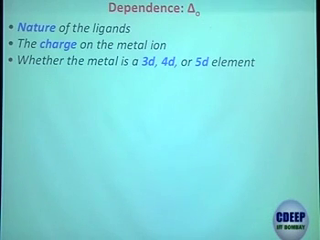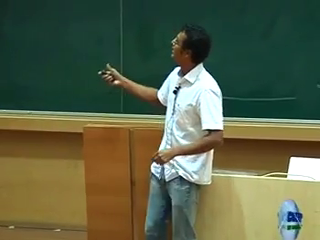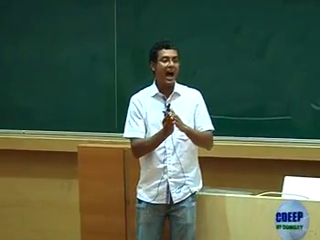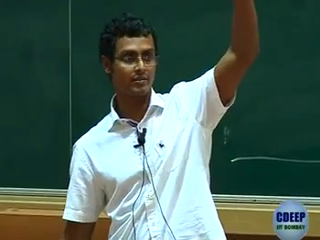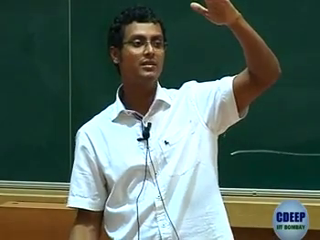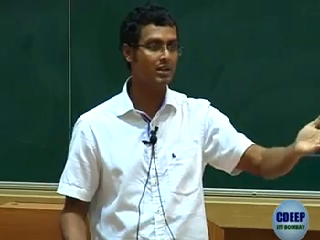So the dependence of delta 0, like how much splitting is going on, depends on the nature of the ligands, as I was trying to tell you, whether it is a weak field ligand or a strong field ligand. Strong field means the splitting will be very high, weak field means the splitting between T2G and EG will be small, and therefore for weak field ones we will always see high spin, meaning spin will not be pairing up. And the charge on the metal, of course: if it is a higher charge you will have higher separation. If it is 5D you will have higher separation compared to 3D, right?